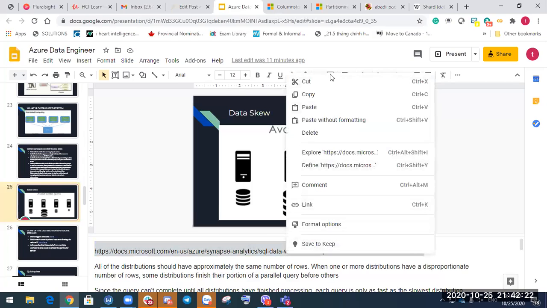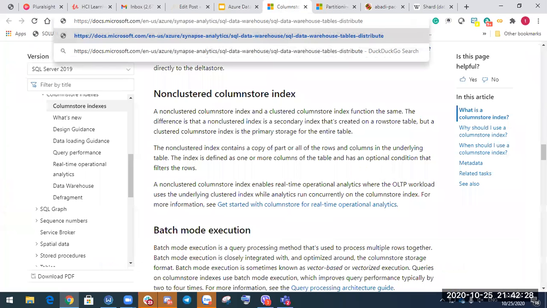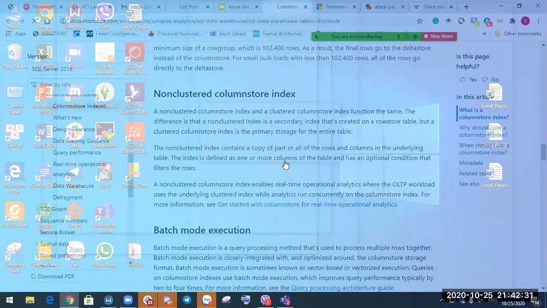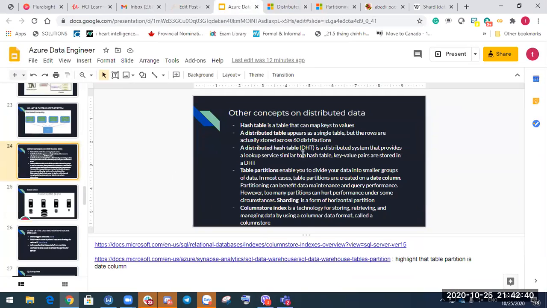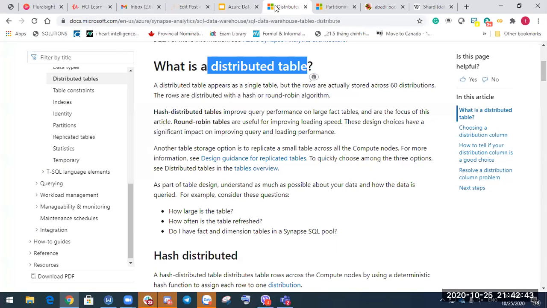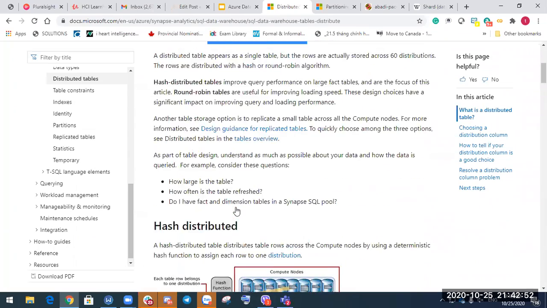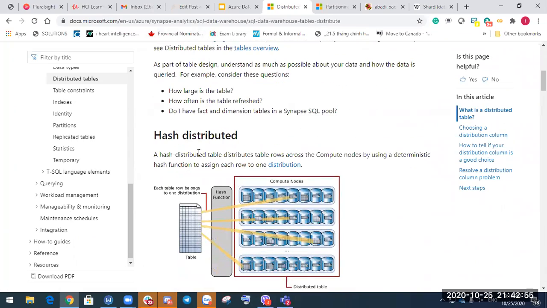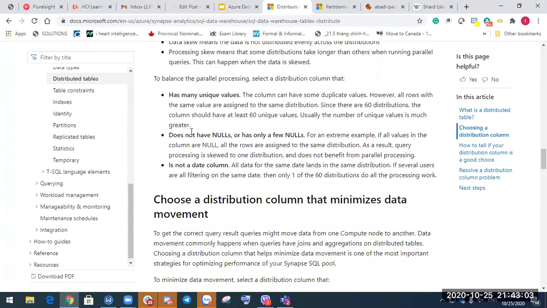So let's go to this link so that we can talk more about this. This link is very important. You see in here, it talks again about what a distributed table is. We already mentioned it. This is the distributed table. Again, these are not concepts unique to Azure, they are everywhere. So in this article, firstly, it talks about different methods of how to distribute this table. So hash, round robin.